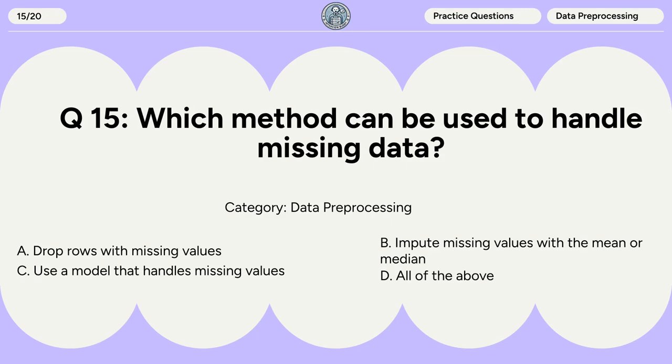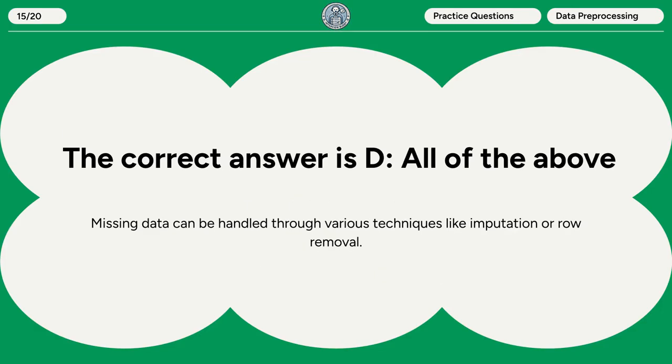Question 15. Which method can be used to handle missing data? A. Drop rows with missing values. B. Impute missing values with the mean or median. C. Use a model that handles missing values. D. All of the above. The correct answer is D. All of the above. Missing data can be handled through various techniques like imputation or row removal.